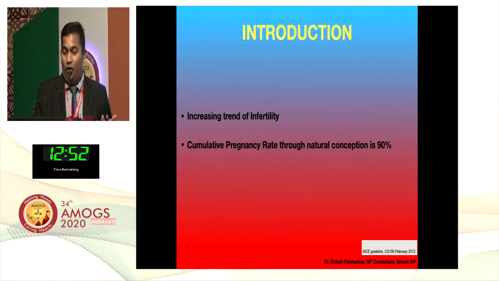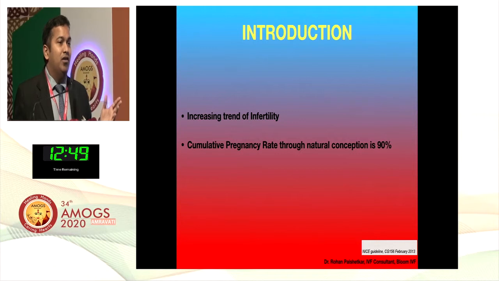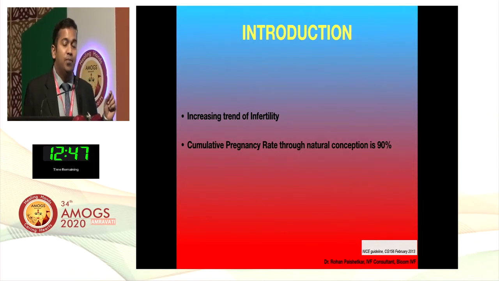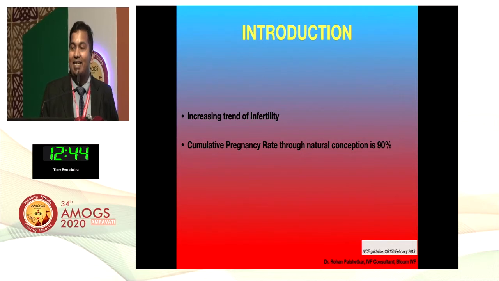As we know, there's been an increasing trend of infertility, even though the cumulative pregnancy rate through natural conception is still 90%. But as age increases, women are considering delayed pregnancy because they're looking at their careers. They want to settle down before they consider pregnancy. It's not just the woman, even the man is considering getting married late, delaying the pregnancies. All these factors together are resulting in an increasing trend of infertility.